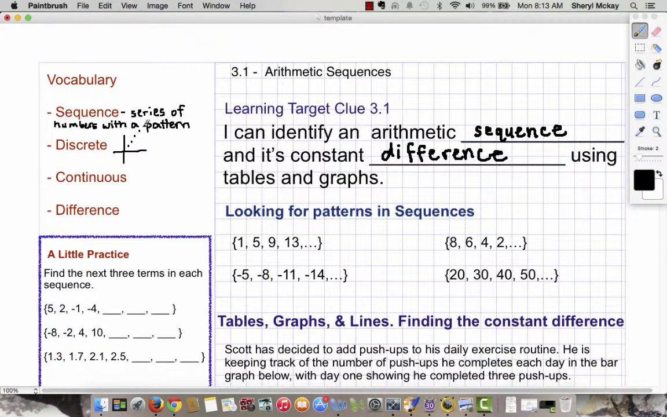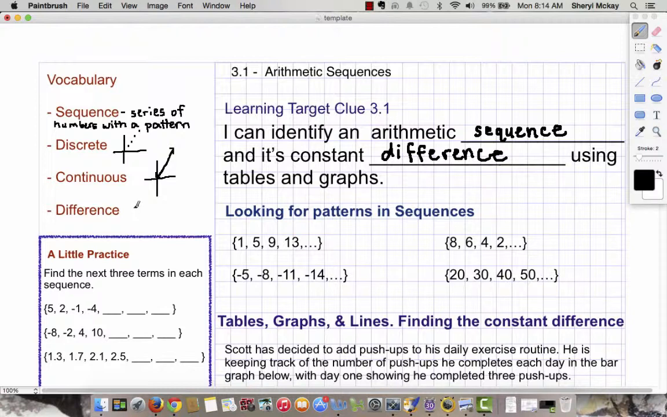The points on the graph look like a line, but we don't connect them. Whereas continuous data might have points on the line that are connected because everything on the line would be appropriate data. So you'll see what I mean as we move on, but those are just two words, discrete and continuous. Okay, so discrete are the individual points, continuous means the points are connected and all of the line is part of the data or part of the information.